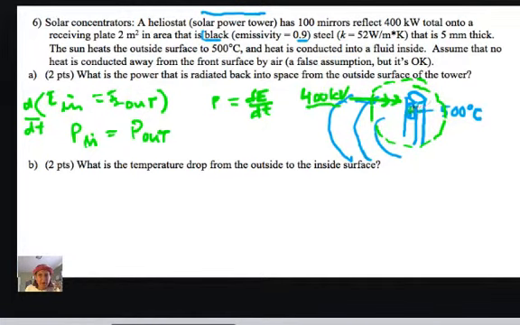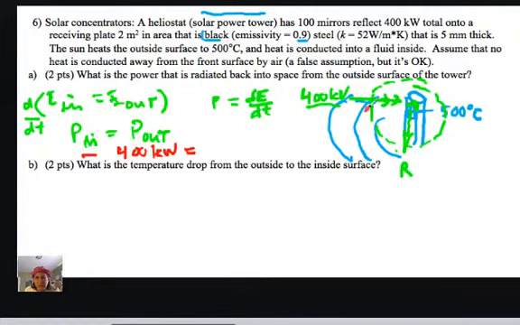Where's the energy out? Well, first of all, we know that some of this energy is reflected back out here, and some of it is transferred into the fluid inside here. So there's some that is absorbed. Wow, I'm picking a bad color here. Let me use A. So in terms of the power in, we know that is 400 kilowatts.